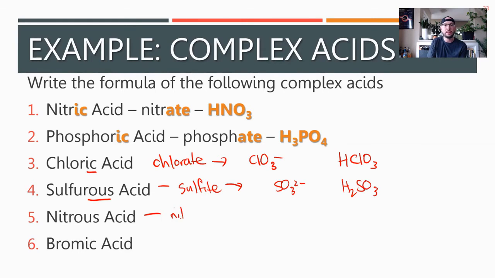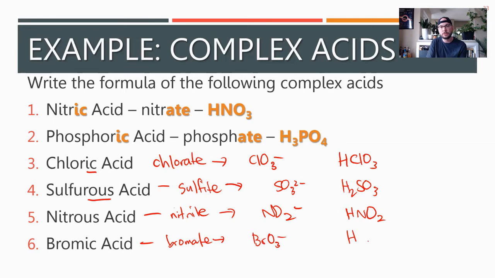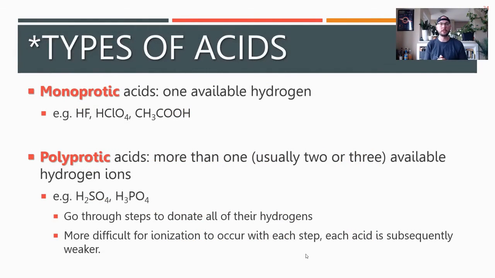Nitrous means that we had that nitrite ion. Nitrite is NO2 minus, which makes this HNO2. And then bromic acid, we should recognize that comes from bromate, which is BrO3 minus, which gives us the formula HBrO3 for bromic acid. All right, that is the review. That's really quick, but hopefully that was just review for you as well, and you already know most of this material. Okay, on to Chem 30 stuff here.